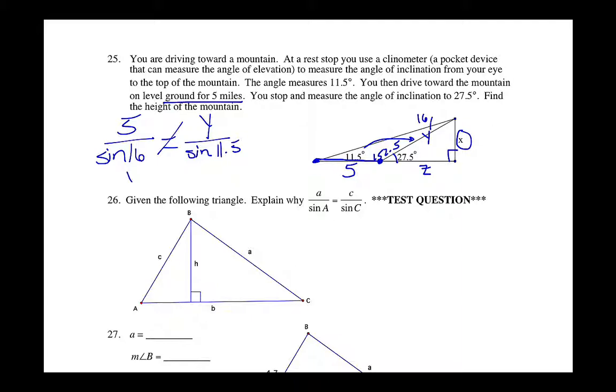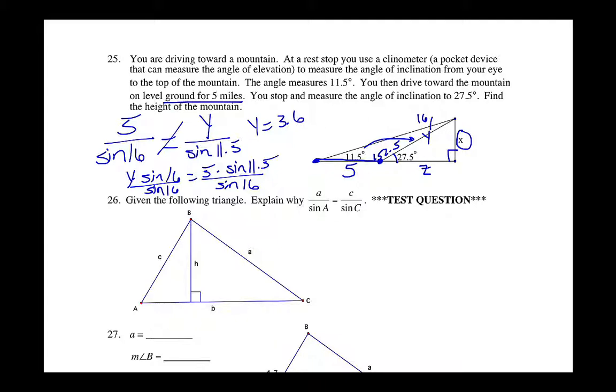And I'm going to solve this. So I cross multiply, I get y times the sine of 16 is equal to 5 times the sine of 11.5. So to solve for y, I have to divide by the sine of 16. So into my calculator, I'm going to type 5 times the sine of 11.5 equals, and then divided by the sine of 16, and I'm getting that y is equal to 3.6.